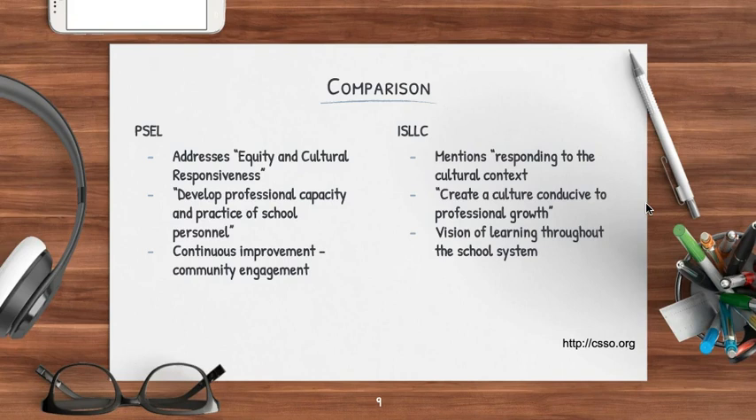Also, the professional standards indicate that a school leader really needs to make sure that they are developing the capacity and practice of the people that work within their school. Whereas the ISLLC standards basically want a school administrator to be mindful of creating a culture of lifelong learners. And then last but not least, the big difference has to do with a focus on continuous improvement, not just for the building, but also really making sure that you're reaching out to engage the community as well. Whereas the ISLLC standards talk about a broader vision of learning on a school division level.